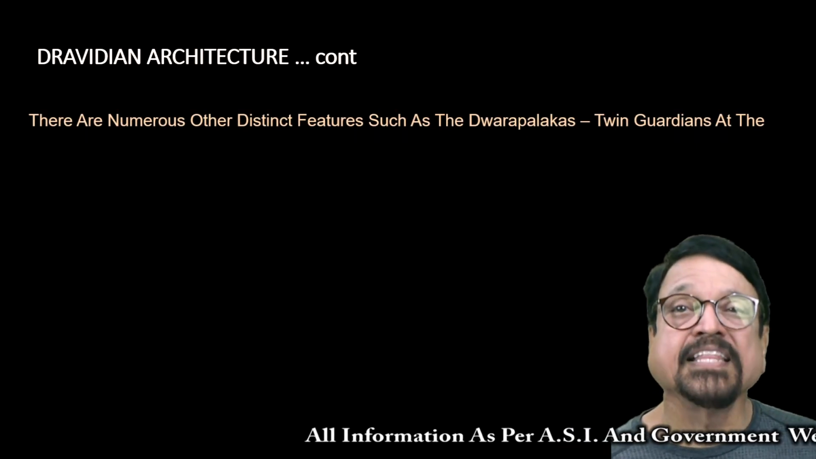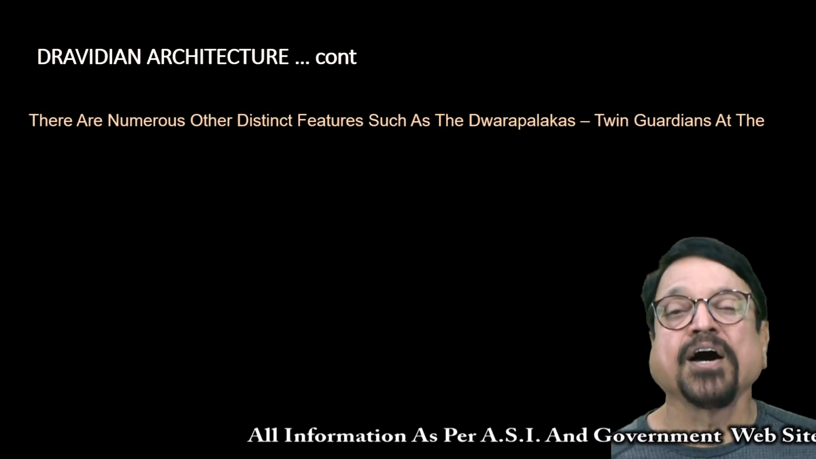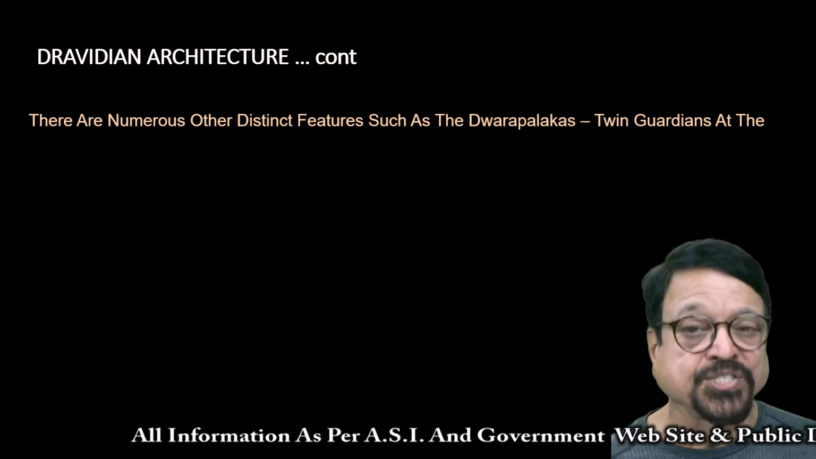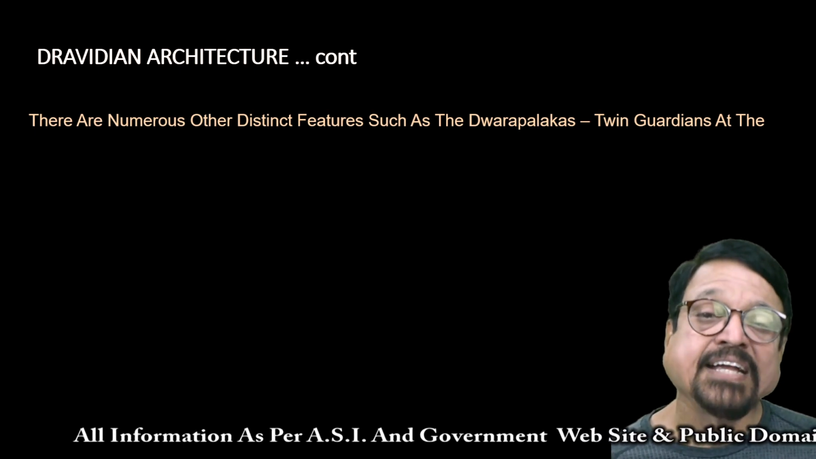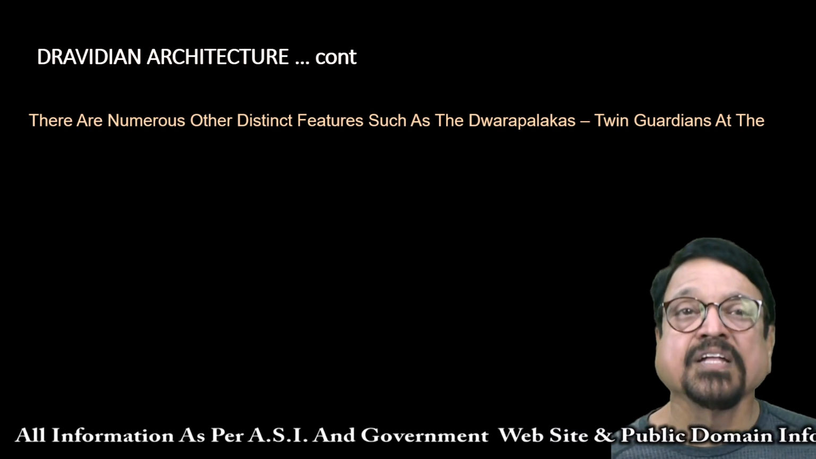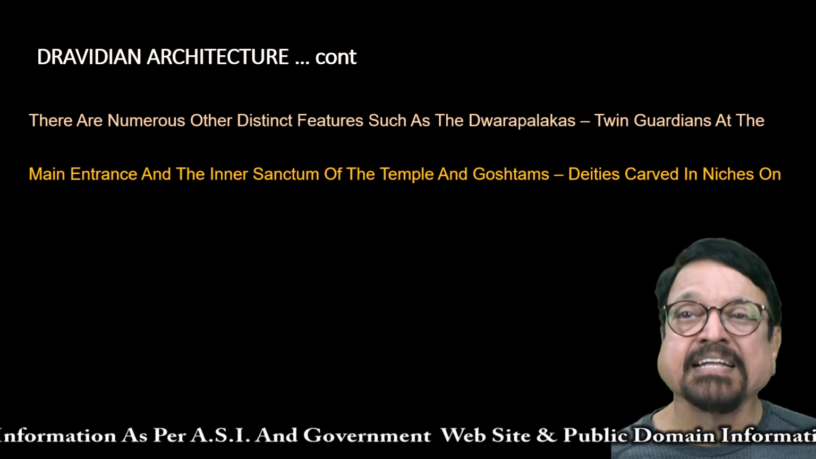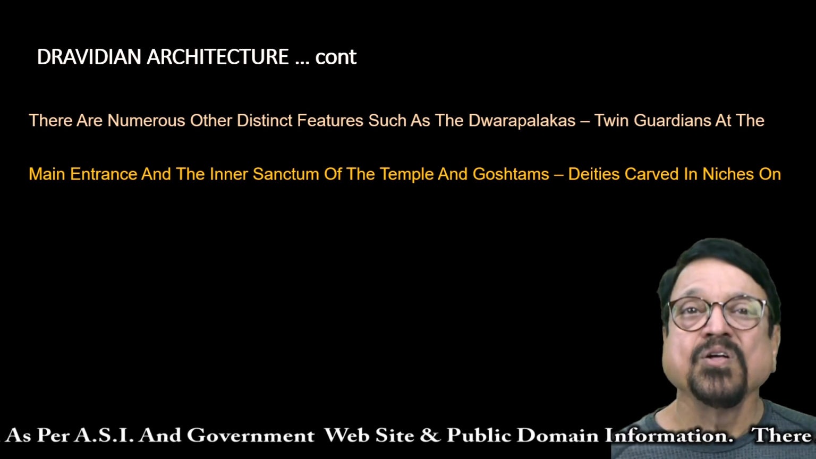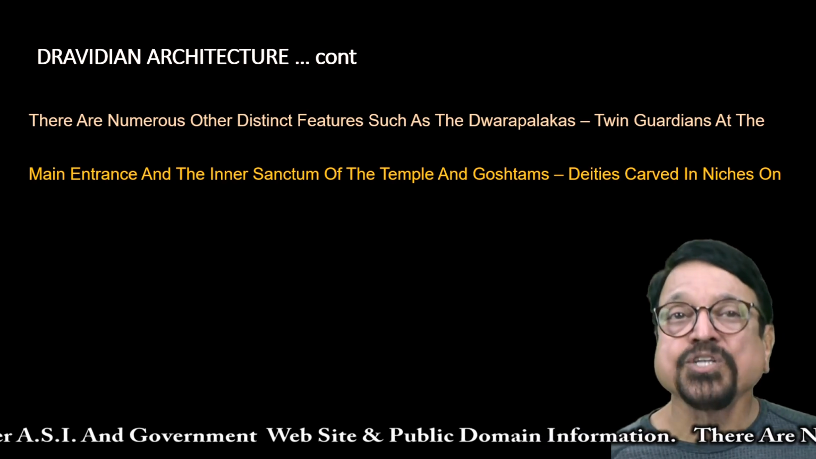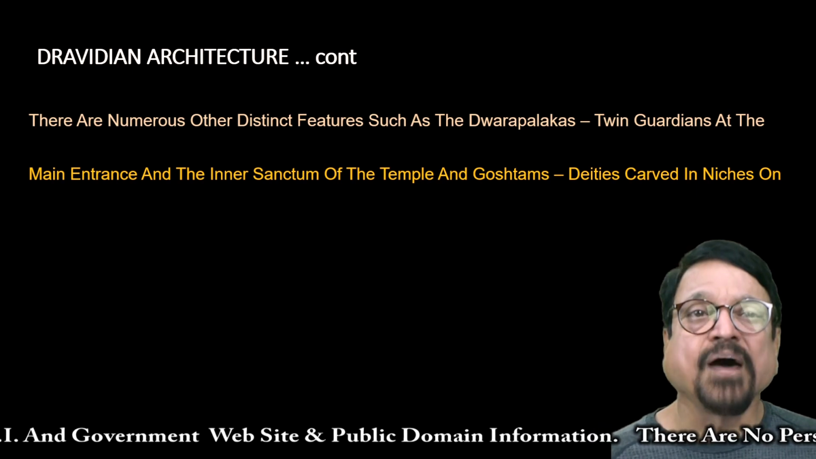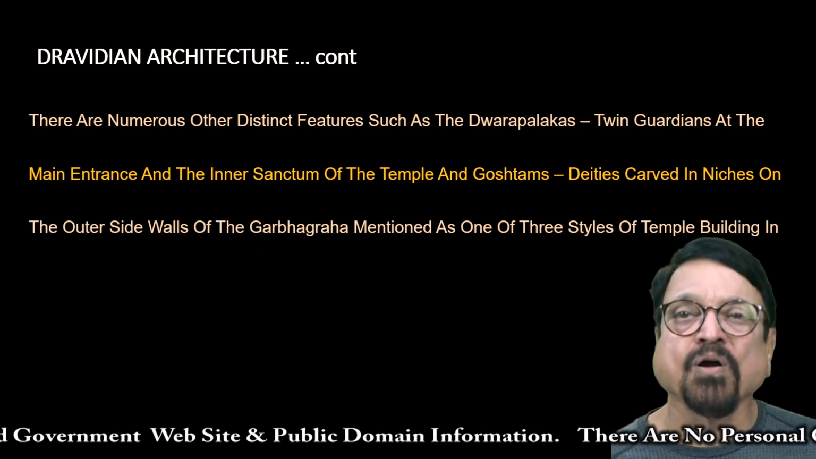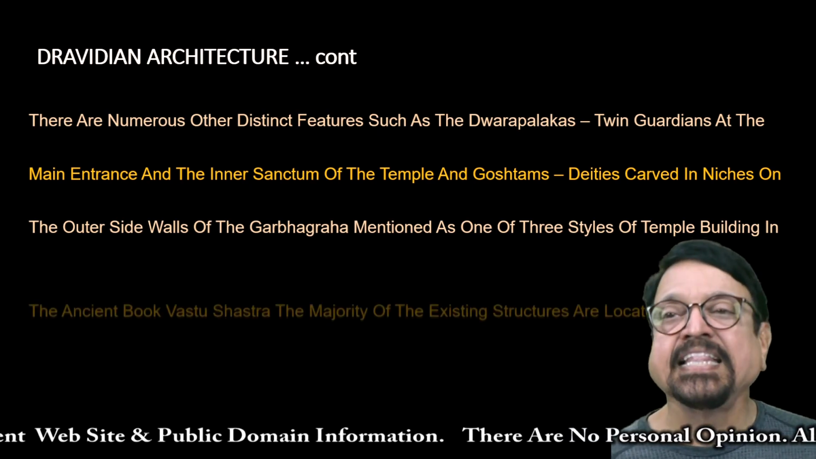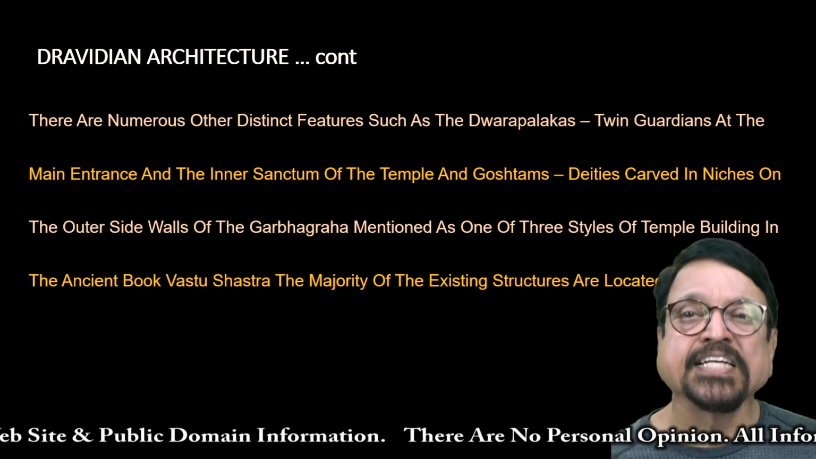There are numerous other distinct features such as Dwarapalikas. What are Dwarapalikas? They are guardians, they are not doorkeepers. They are at the gate of the sanctum. Now, the guardians at the main entrance and the inner sanctum of the temple are the Goshtams, that is deities carved in the niches on the outer wall of the Garbhagriha, mentioned as one of the 3 types of temple building in the ancient books, that is Vastu Shastra.